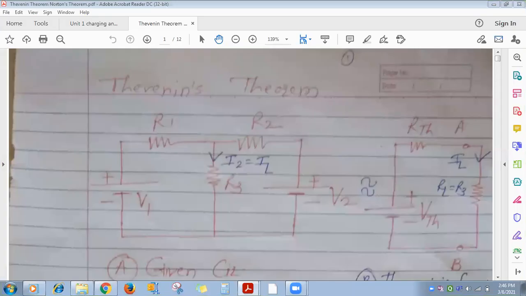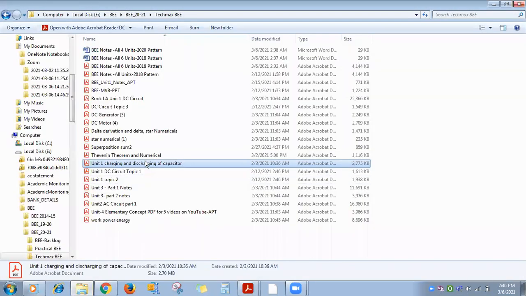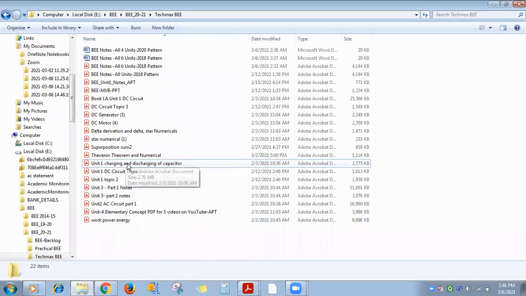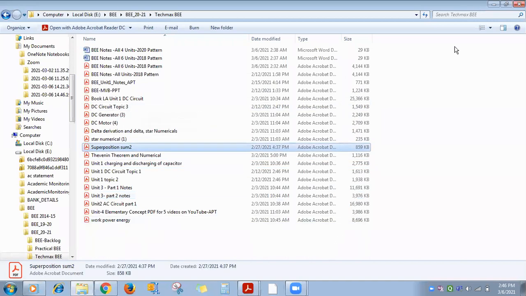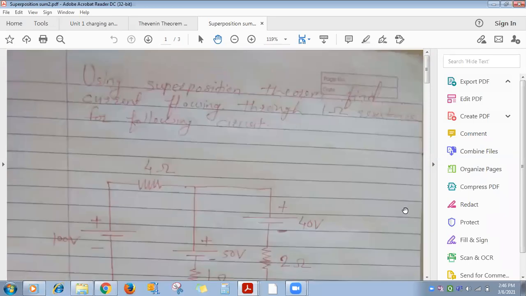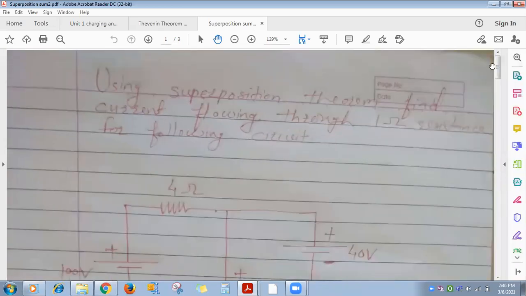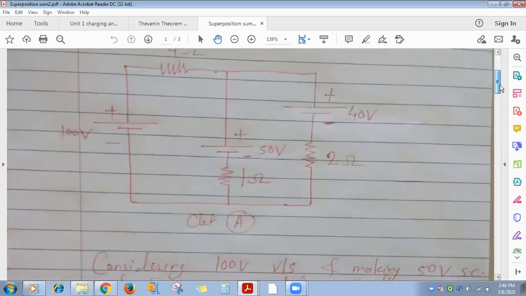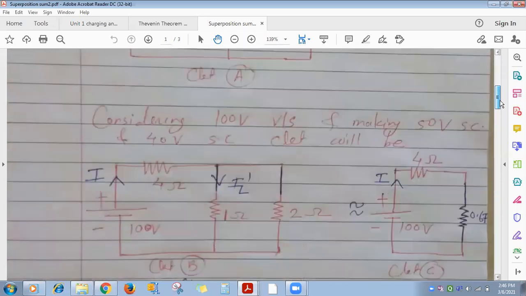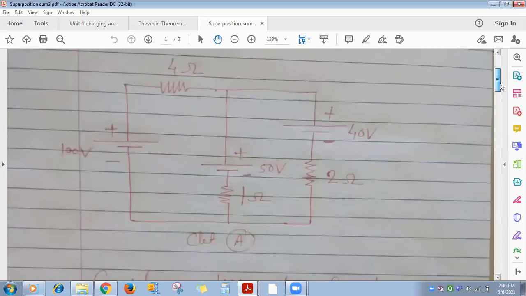Second sum, superposition theorem, that three sources were there. Okay, that is done. All of you got the material on this? This one sum: 100 volt, 50 volt and 40 volt. It's done last time.